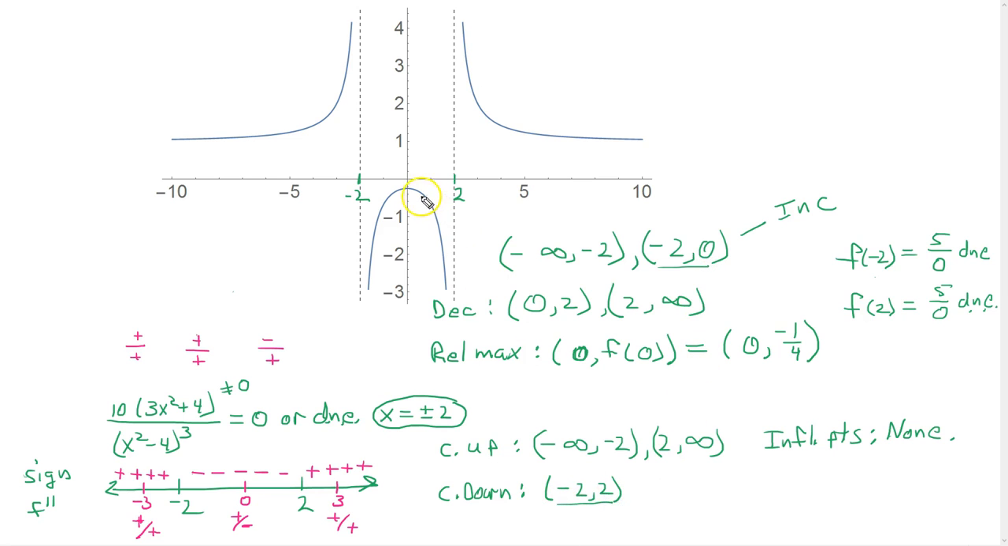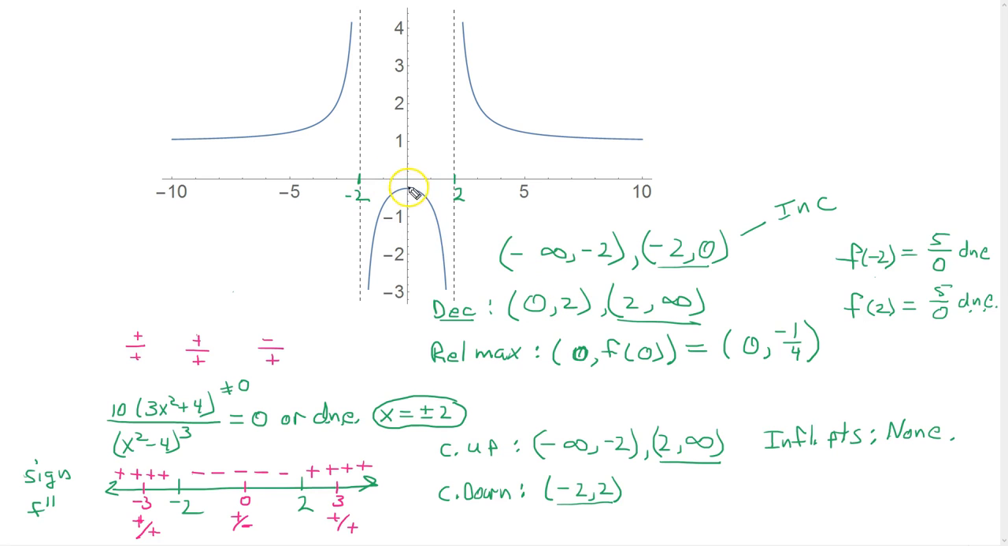Then from 0 to +2, we are decreasing and still concave down. So 0 to 2, decreasing, yes, that's what we found, and concave down. Then from 2 to infinity, the graph of the function is decreasing and concave up. And from 2 to infinity, yes, decreasing, and yes, concave up. So everything matches with the graph of this function.